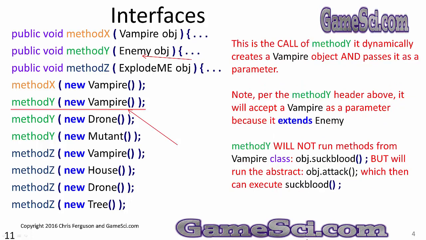Let's look at the call to method Y. This is a call to method Y. It dynamically creates a Vampire object and passes it as a parameter. Note, per the method Y header above, it will accept a Vampire as a parameter because Vampire extends Enemy. Method Y will not run methods from the Vampire class like object.suckBlood, but it will run the abstract object.attack, which then could execute suckBlood. Remember, Vampire has its own attack method. If it wants to call a Vampire-specific method, it can.